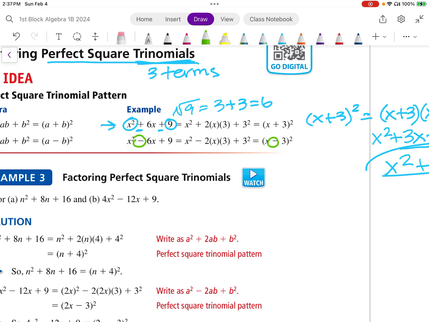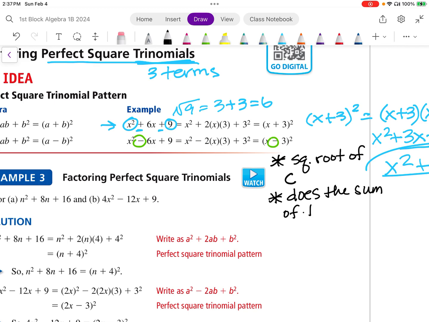So essentially, you are looking for the square root of c, and then does the sum of the square root of c and itself equal b. And that will get you that perfect square trinomial. If there's a subtraction sign between the first two terms, it's minus. If there's an addition sign between the first two terms, it's plus.